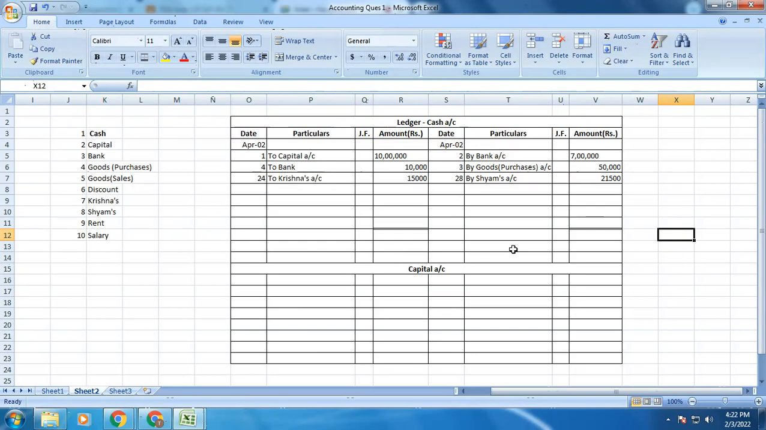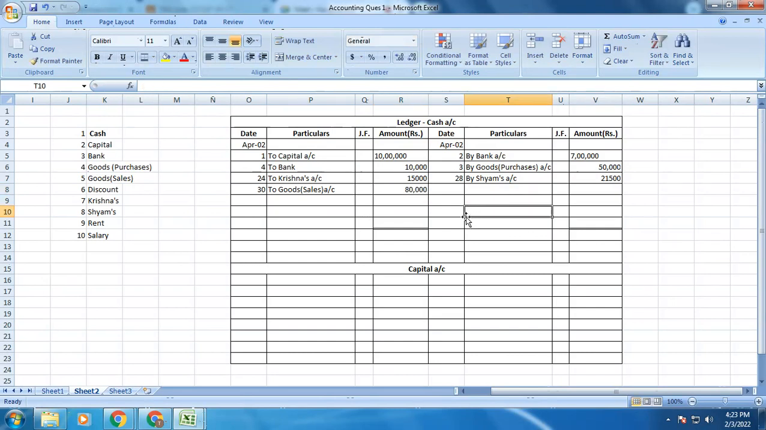After this, after the 28th, what transactions do we have? From cash account to sales goods account. Okay, cash account debited to sales. What is the date? On 30th. 30th of April to goods, because cash account was being debited. So to goods account, which is sales, or money coming in due to cash sales, 80,000.